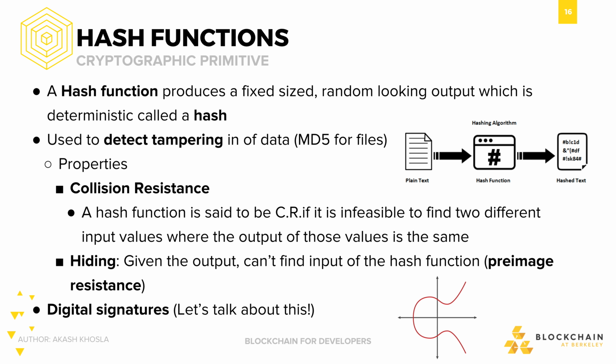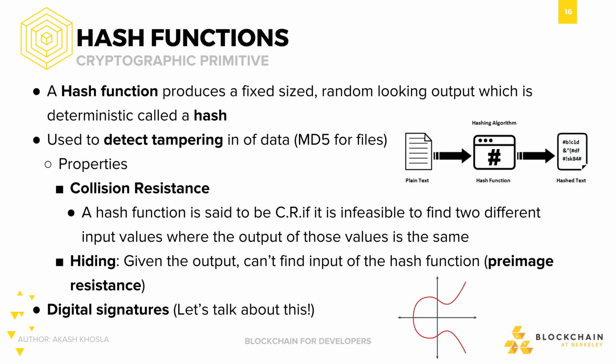Essentially, what you can do with this is detect tampering of data by using hash functions without having to go through the whole file line by line, saying, oh, this is different, this changed. You need a quick way to verify that somebody changed something. You use a hash.